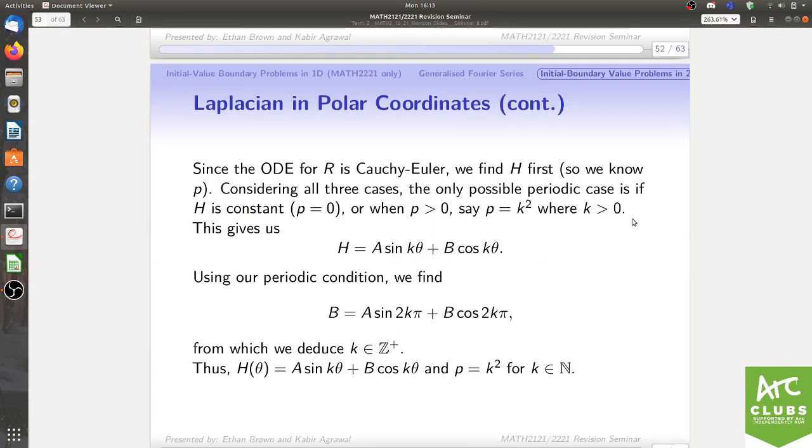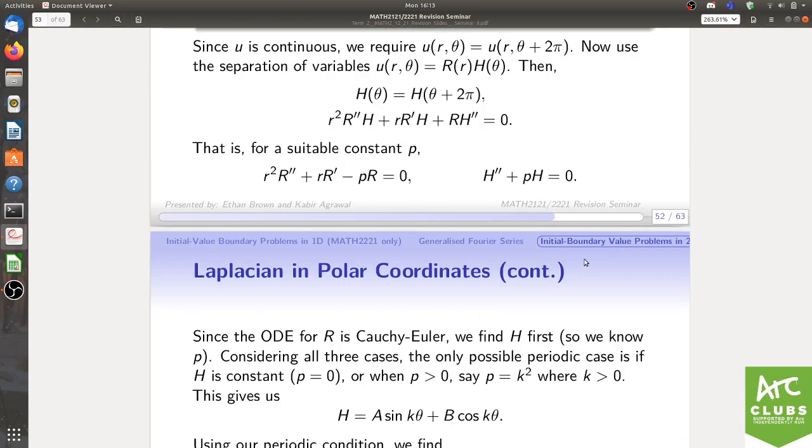differential equation. So given Cauchy-Euler, we can consider all our cases, and the only way that we can actually get the periodic case is, well, we won't really worry too much about this just now. We'll first solve our h component. So when we solve for our h, we have values for p equaling 0, p being positive, and p being negative. But we can also use the idea of periodicity.